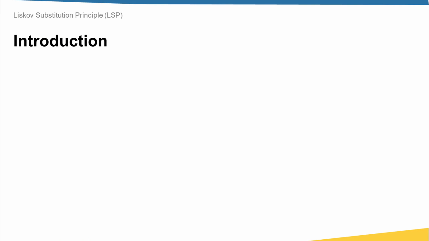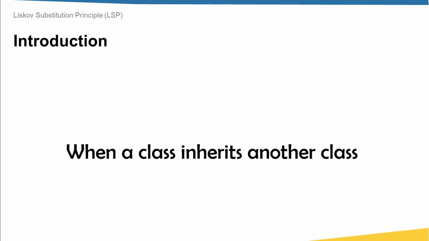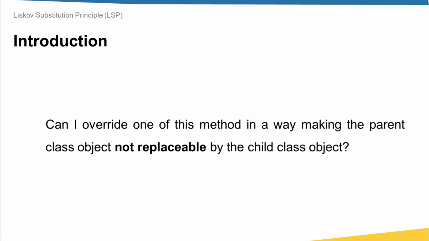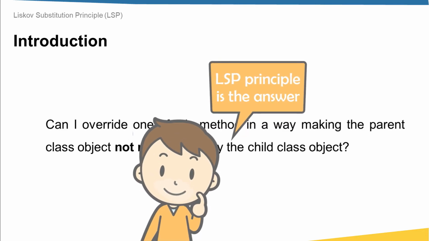As usual in this section, I would like to start this lecture with a quick question. We all know that when a class inherits another class, it inherits all the methods that this class has. The question now: can I override one of these methods in a way making the parent class object not replaceable by the child class object? The LSP principle has the answer to this question.